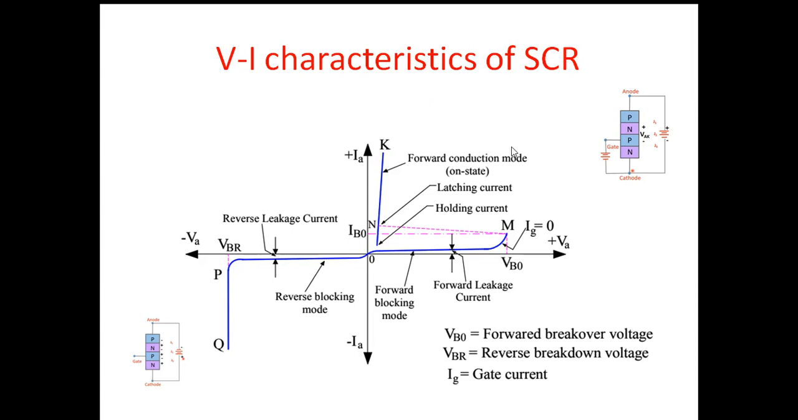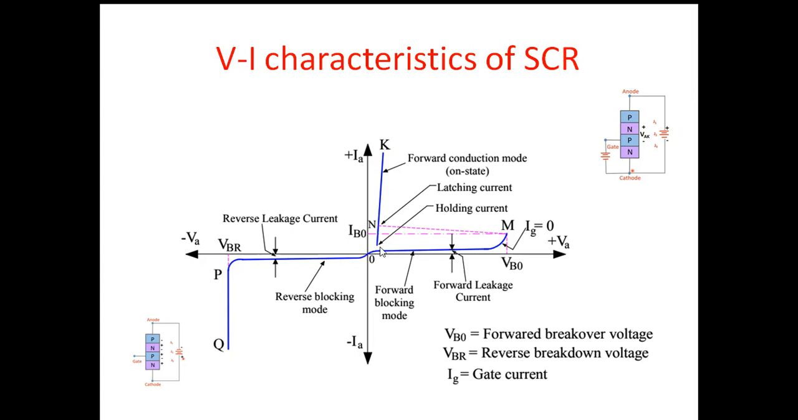So these are the VI characteristics of SCR. On the x-axis, we are taking voltage, the anode to cathode voltage. On the y-axis, we are taking current. This is the forward region and this is the reverse region. In forward bias, we connect the positive terminal of the supply to the P region and the negative terminal of the supply to the N region, and we increase the supply voltage.